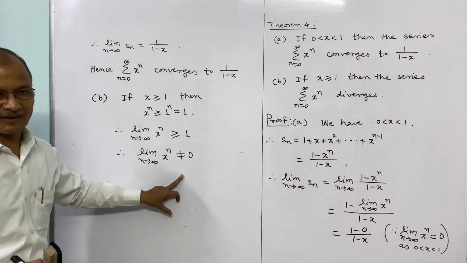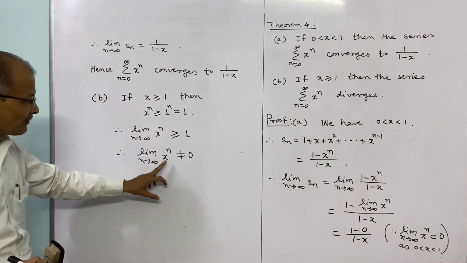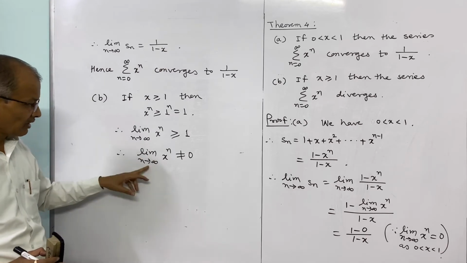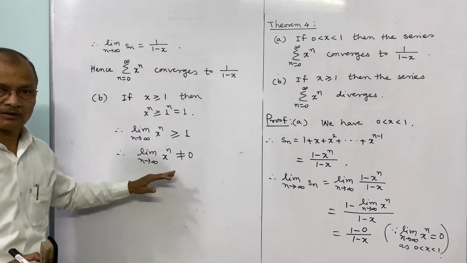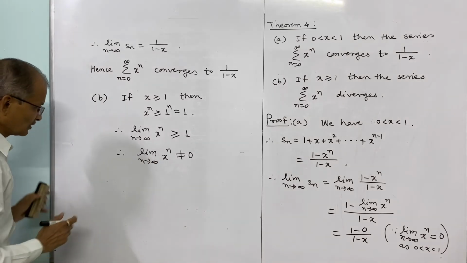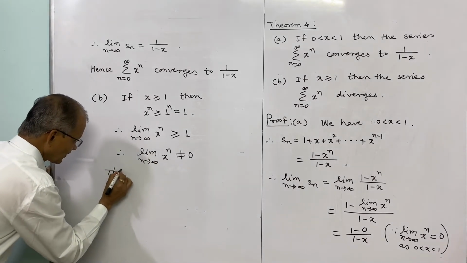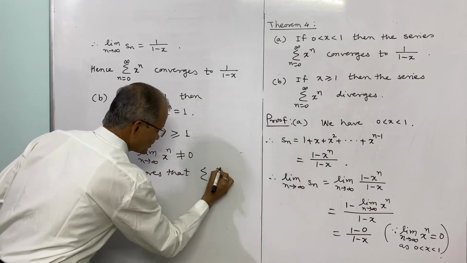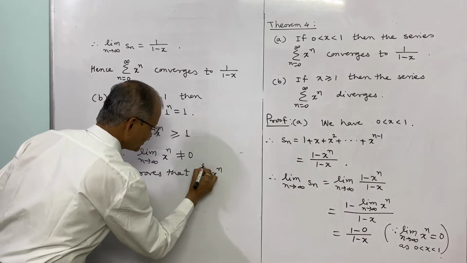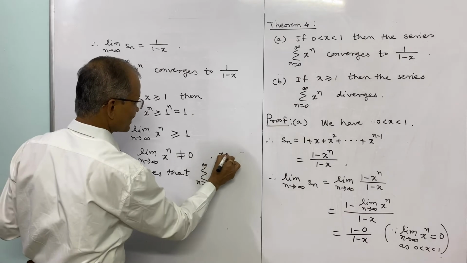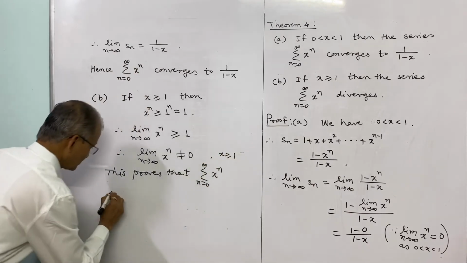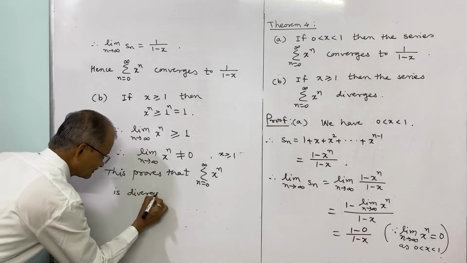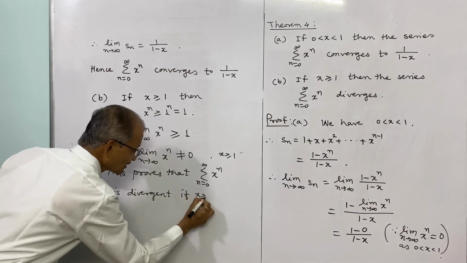And now we use theorem 2, the contrapositive statement. If the limit of the nth term of the series is not equal to 0, then the series is divergent. So this proves that summation x to the power n, as n takes value 0 to infinity, here the condition is x is greater than or equal to 1, is divergent, if x is greater than or equal to 1.